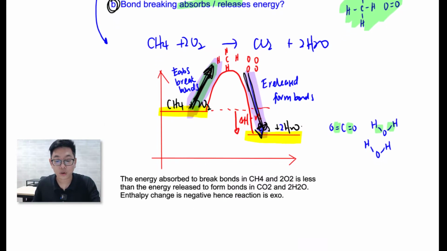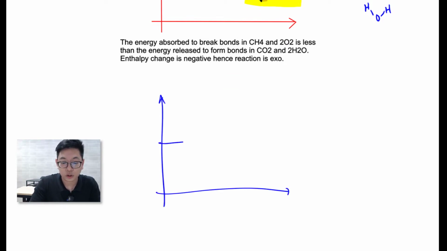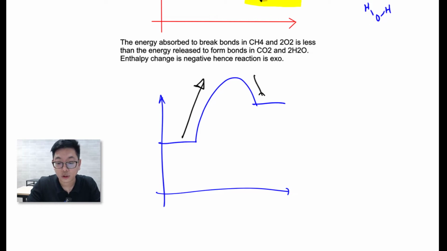And this also works whether or not it's endo or exo. So very quickly, let me just sketch an endothermic reaction where energy is absorbed, energy enters, so the products have more energy. Similarly, this is the amount of energy that is absorbed, and the energy that's released. And notice how the energy that's absorbed is more than the energy that's released. Enthalpy change is positive, and therefore your reaction is endothermic.